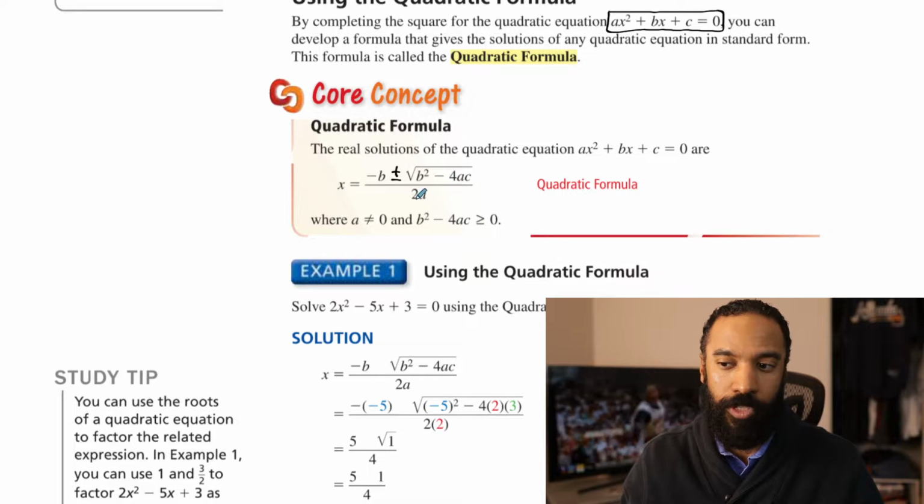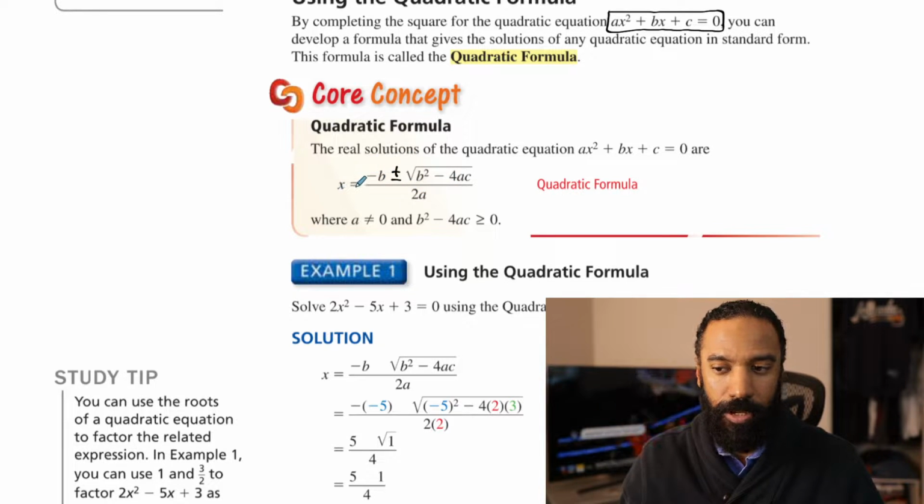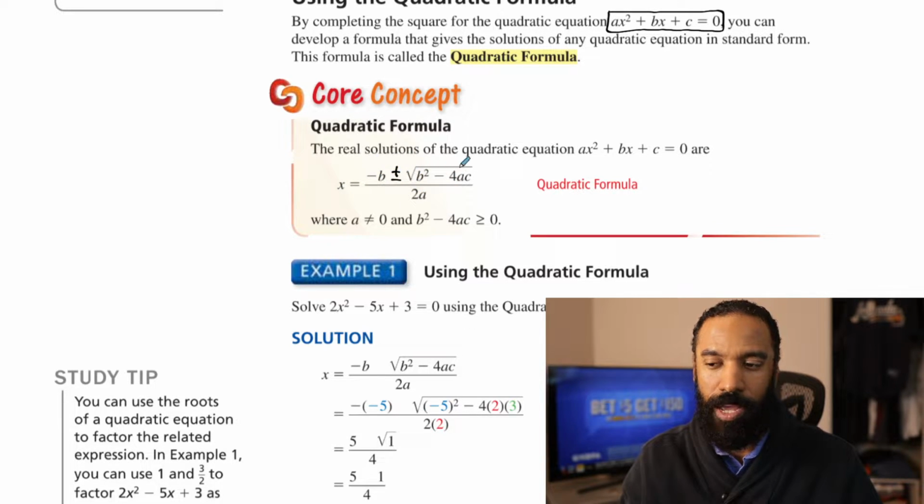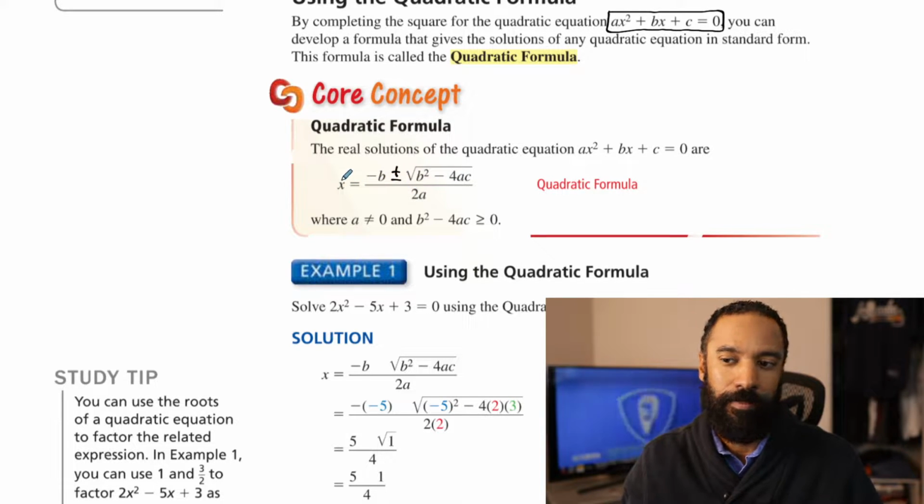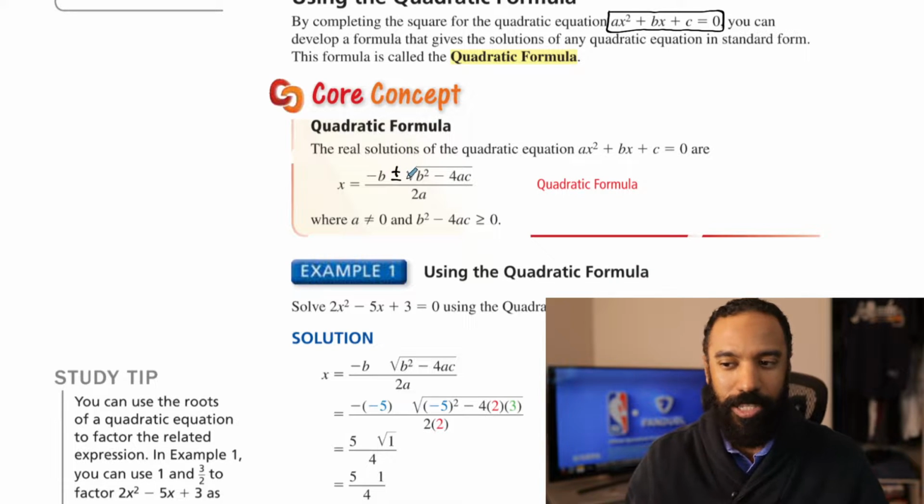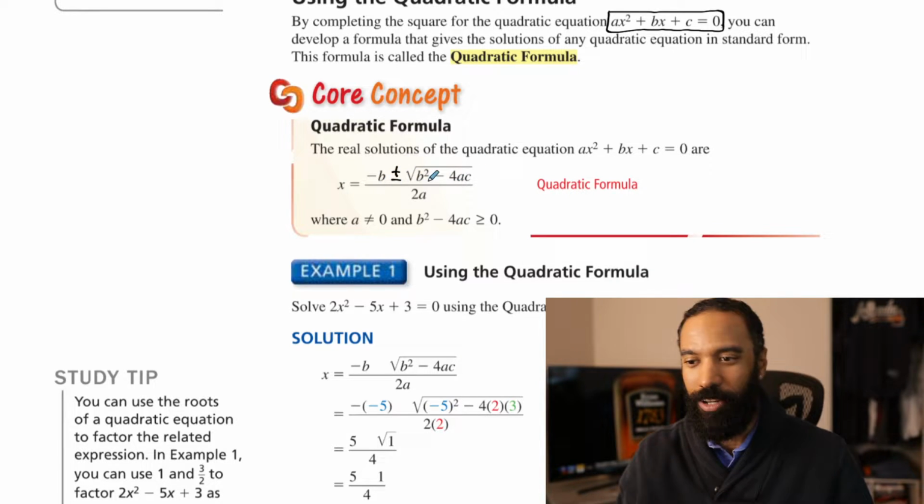One of the other common ones is Pop Goes the Weasel. X equals a negative b plus or minus the square root of b squared minus 4ac all over 2a.